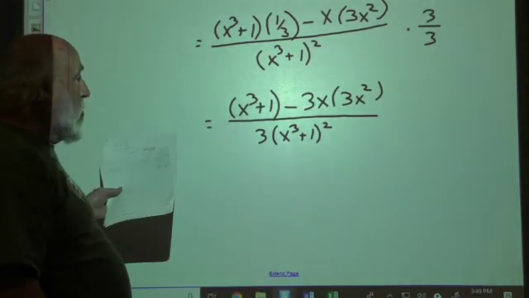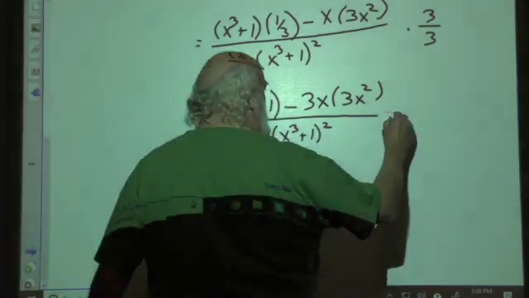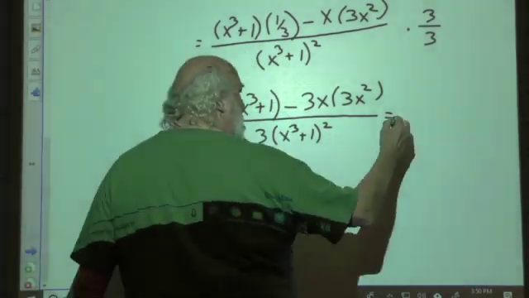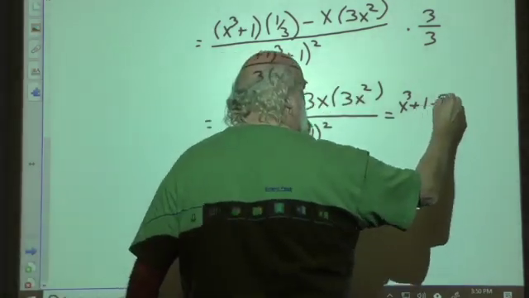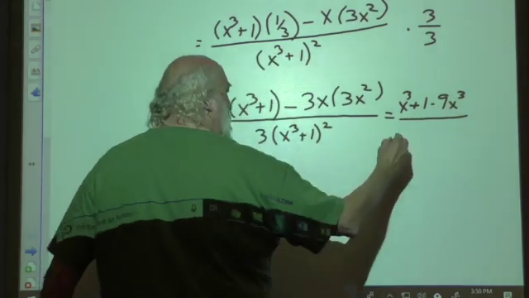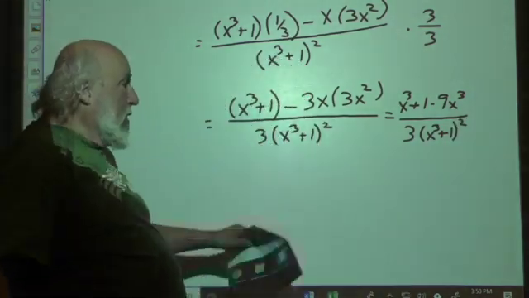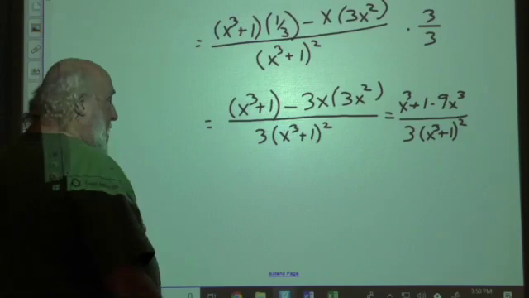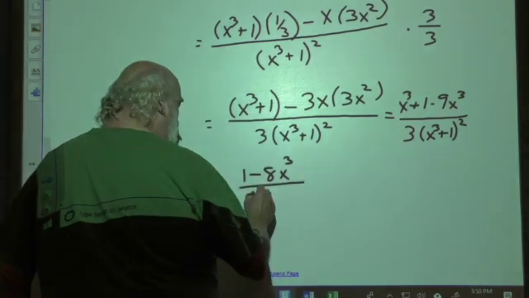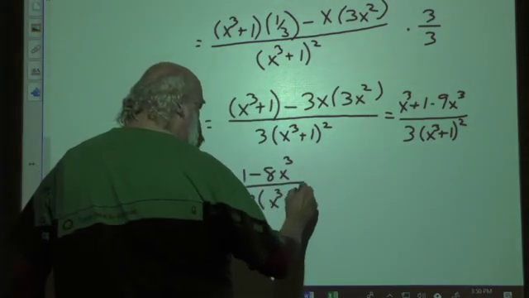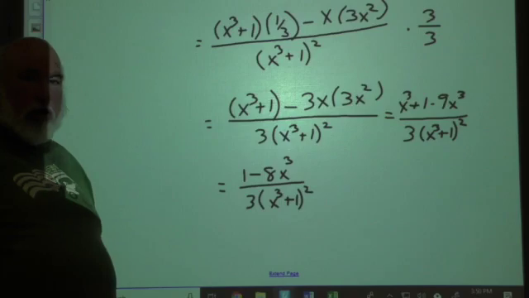Now the next thing I want to do is go ahead and resolve that over there. And that's going to give me, I'll get rid of the parentheses here because I don't need it anymore, x cubed plus 1 for that. And negative 3x times 3x squared is a negative 9x cubed over 3 times x cubed plus 1 quantity squared. Now I'm going to combine like terms, the x cubed and the negative 9x cubed. This is going to give 1 minus 8x cubed over 3 times x cubed plus 1 quantity squared. And there's our final value without a negative exponent and without a fraction in the fraction.